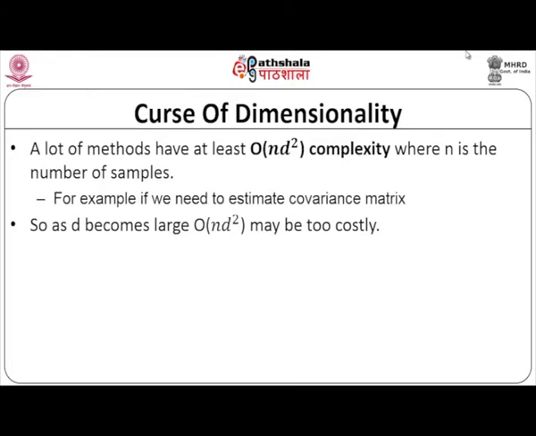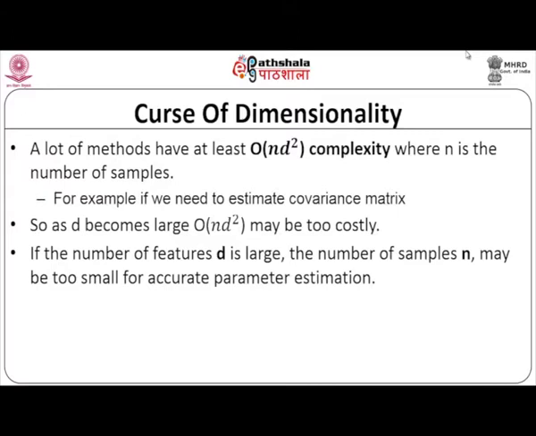So, this is one problem. If the number of features d is large, the number of samples n may be too small for accurate parameter estimation. Here we are trying to say two things. One is that as d increases, d squared is the minimum order of complexity, so as d increases, d squared increases also, and that is costly. The other, new aspect is that as d increases, the number of samples n which you used for a smaller d is not sufficient any longer. It may become too small to actually do a proper computation.